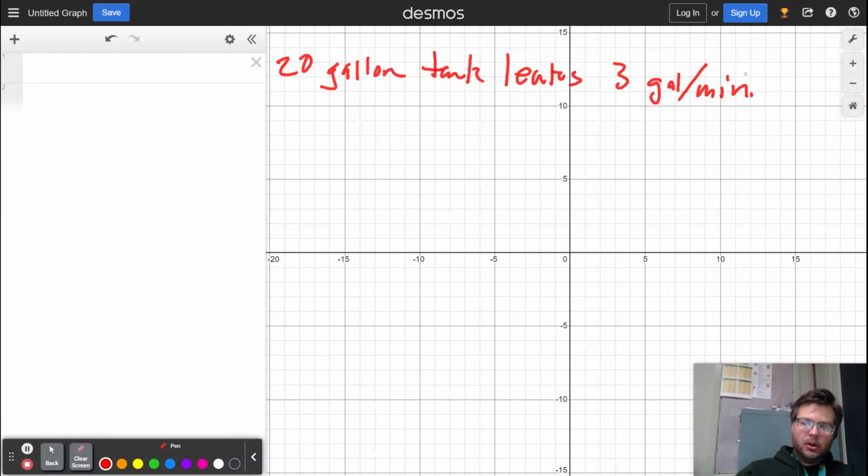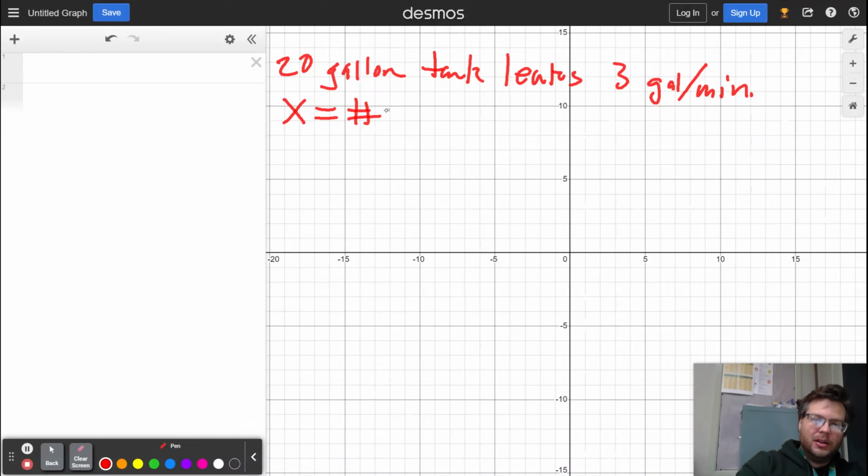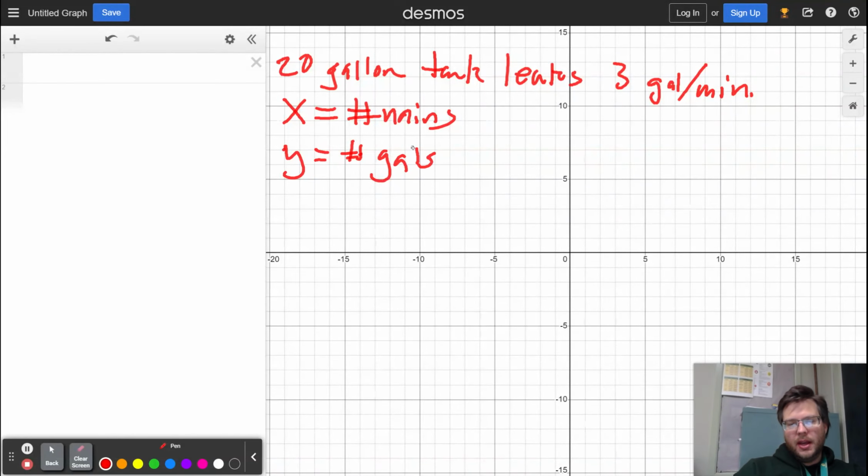So the things that you don't know specifically become your variables. Those are the things that can change in the problem. And so let's identify two variables. In this case, x can be the number of minutes and y can be the number of gallons. Those are the variables because they aren't specified in the problem, they're not given to you, and because they can change and you still have a valid situation.